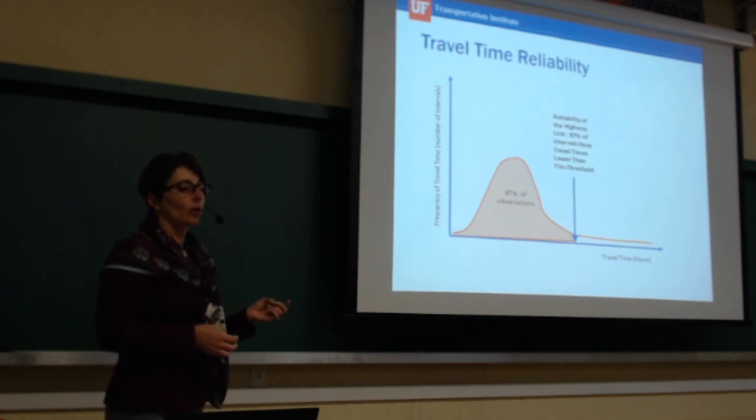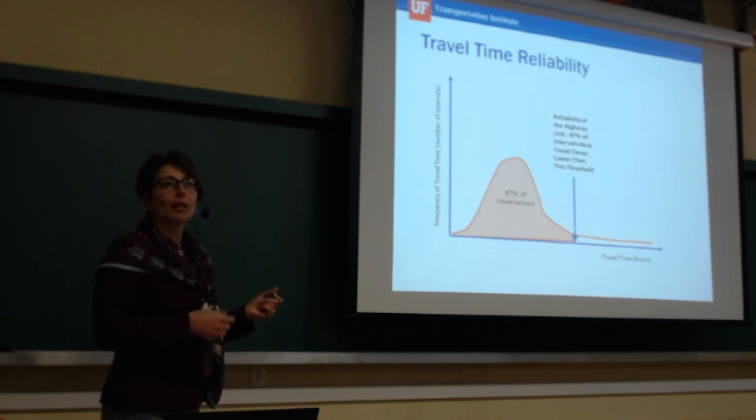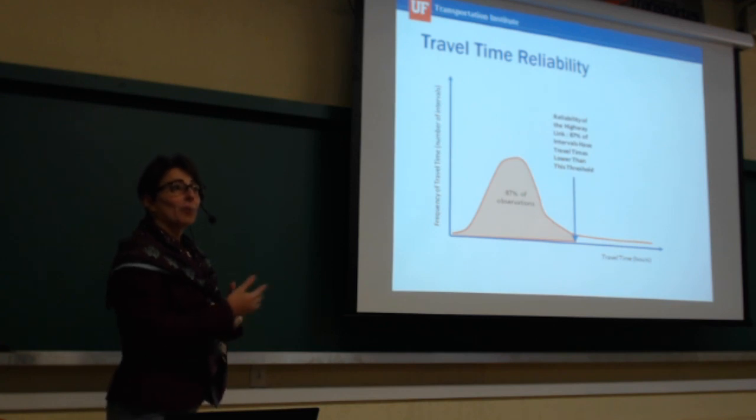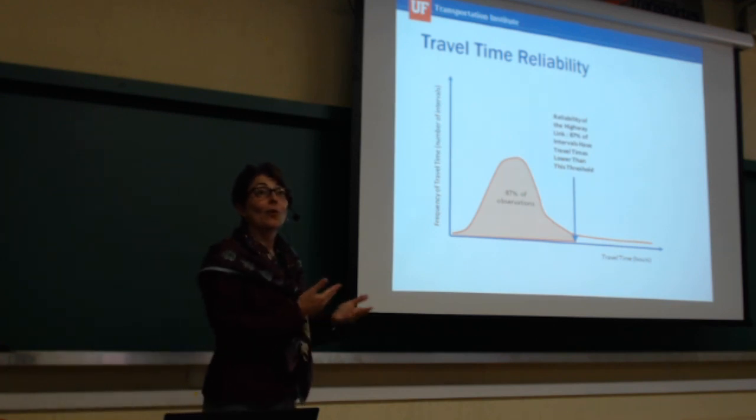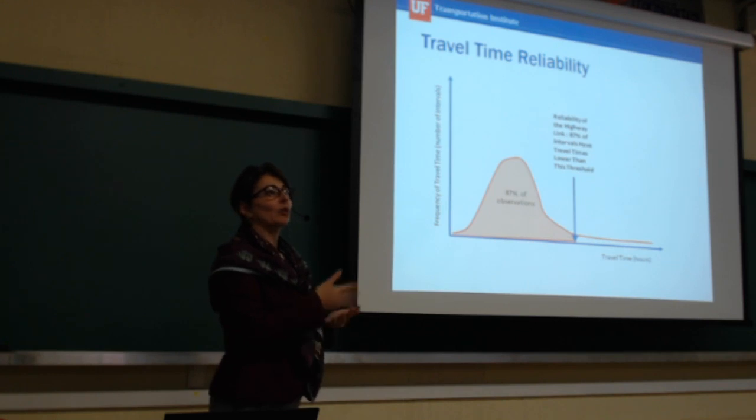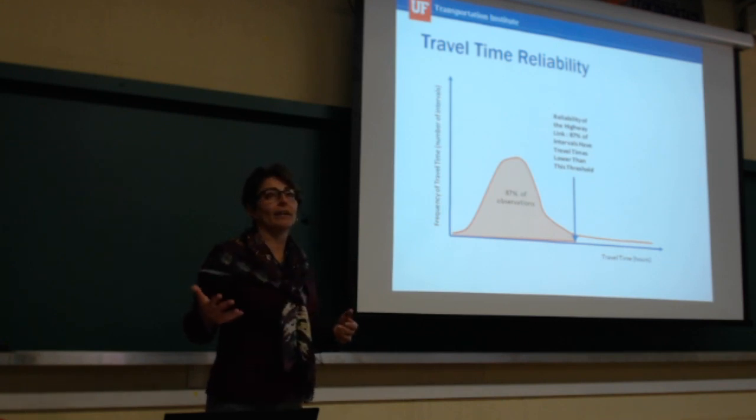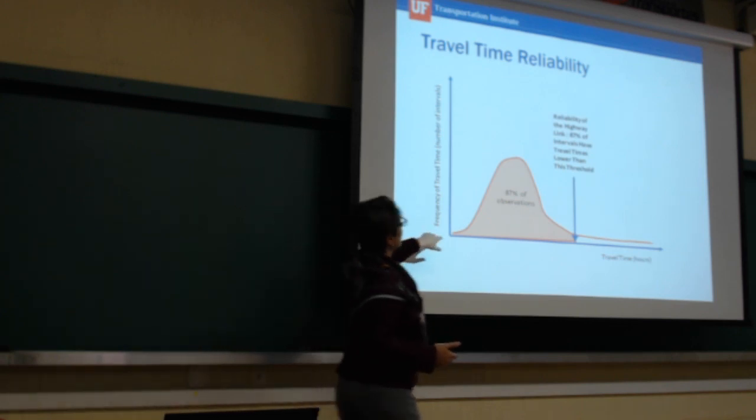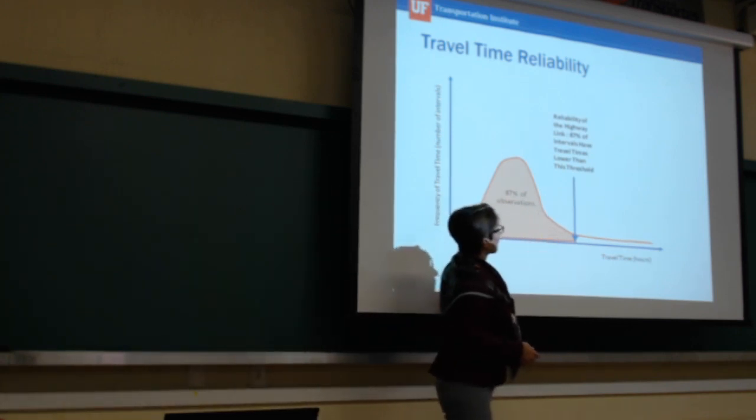In the US, we have HOT lanes, high occupancy toll lanes. And because people pay, they are promised a certain reliability. So what percent of the time are you able to keep speeds above a certain level? So this gives you the concept of reliability.